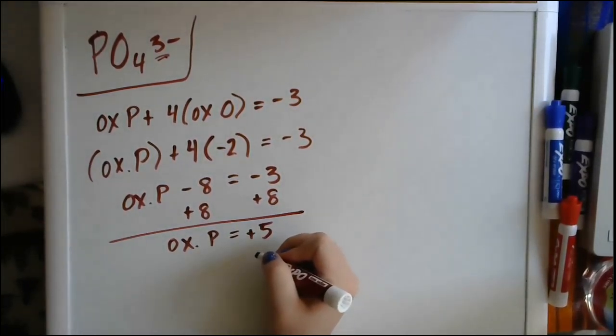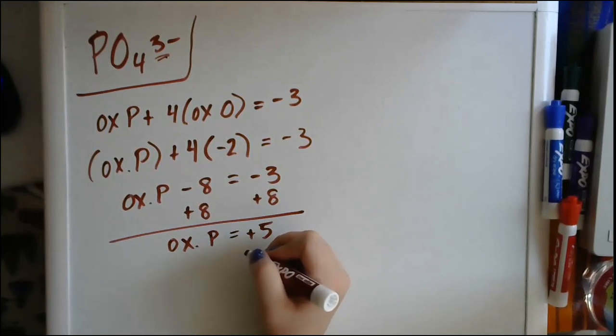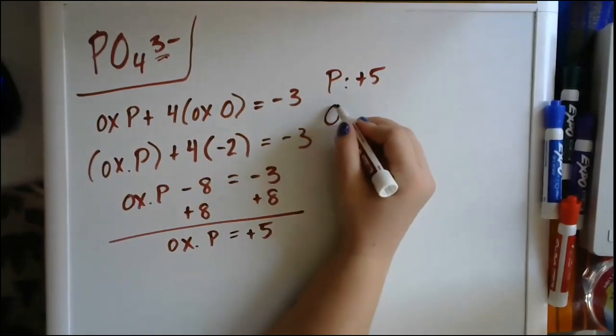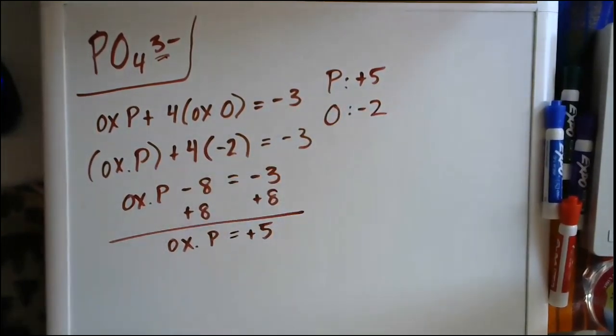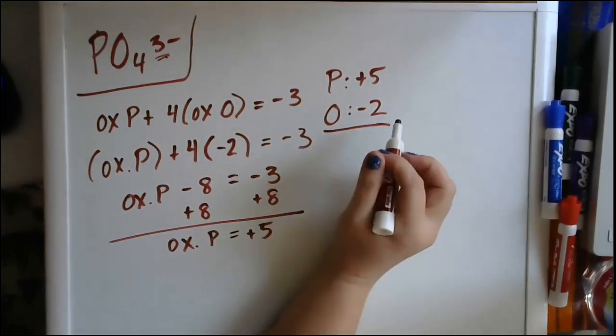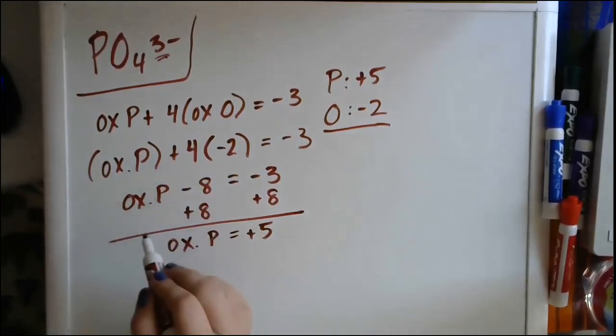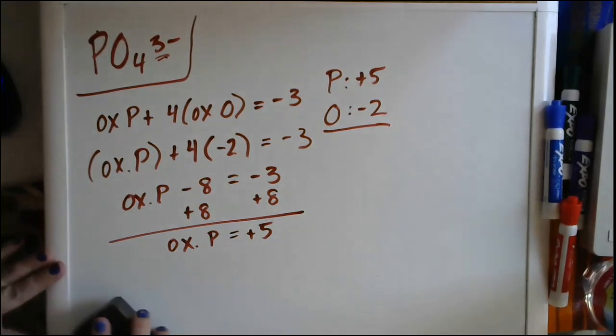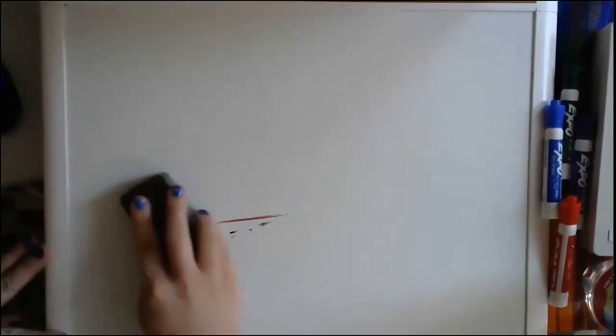Okay, so if the question was, what is the oxidation state of each atom in this polyatomic ion, the oxidation state for phosphorus is +5, and the oxidation state of oxygen is -2, because we're looking for the oxidation state of each individual oxygen, not the total. I don't need to know what the oxidation state of 4 oxygens is. I need to know what the oxidation state of 1 oxygen is. All right, let's look at the next one.